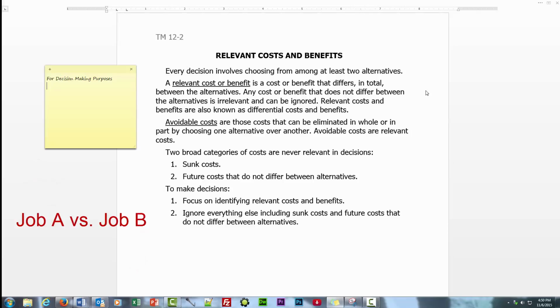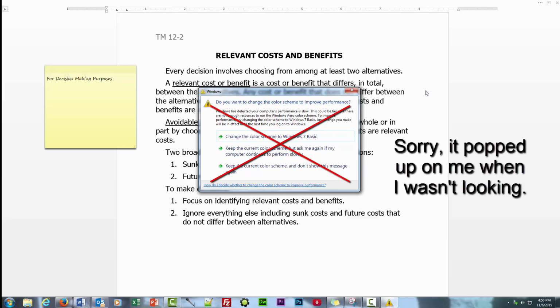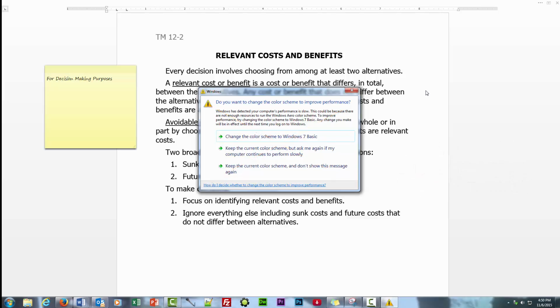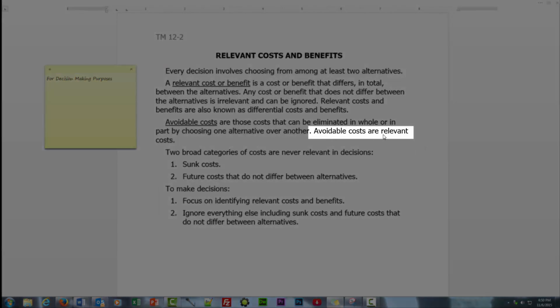But if I'm going to work on a job that's 60 miles away or work from my home, then as part of deciding whether this is a good deal, I would include gasoline, wear and tear, oil changes, etc. All the cost of operating a vehicle would go into that job where I'm driving, but would not be included in the job where I'm going to work from home. So the idea is that these costs are avoidable. They can be eliminated in whole or in part by choosing one alternative. So avoidable costs are relevant, and that's a key issue.